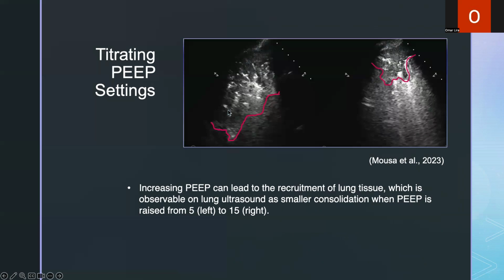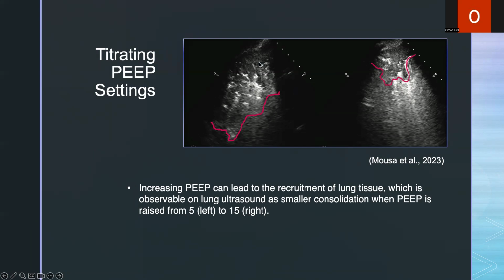Titrating PEEP settings. PEEP remains one of the most difficult parameters to set. Both setting it too low or too high can have detrimental effects on patients under mechanical ventilation. Increasing PEEP can lead to the recruitment of lung tissue, which is observable on lung ultrasound as a smaller constellation when PEEP is raised from 5 on the left to 15 on the right.